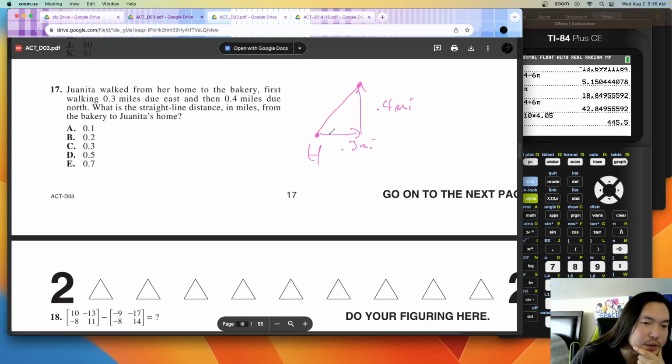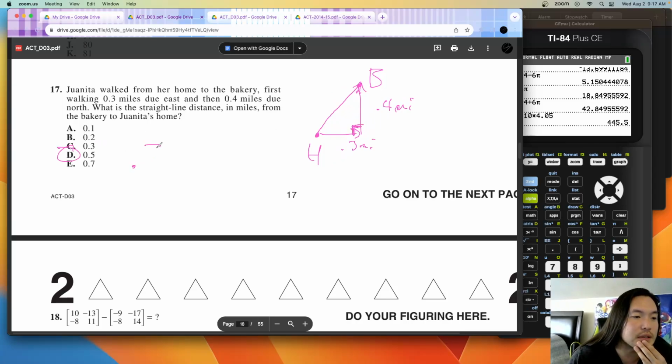And the question is, what is the distance this way? If we didn't go east and then north, what if we just went in a straight line from her house to the bakery? This is the bakery, right? Definitely you can use the Pythagorean theorem. Maybe also you just recognize that this is a 3, 4, 5 right triangle. If you go east and then go north, definitely that's a right angle, right?